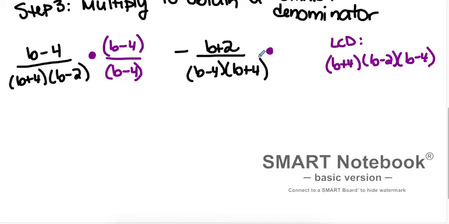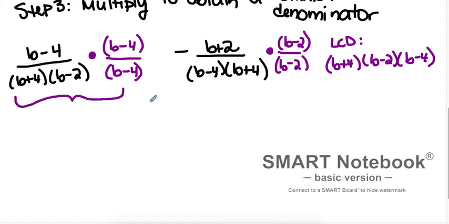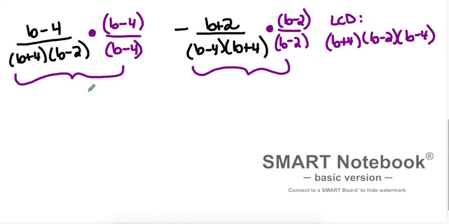Now take a look at this fraction. It has the b minus 4, it has the b plus 4, so it's missing the b minus 2. So I have to multiply this denominator by b minus 2, and I have to multiply this numerator by b minus 2. Again, keeping things balanced. So let's do this first, and then we do this part second. So let's see.